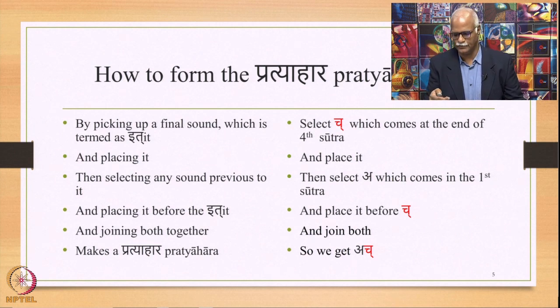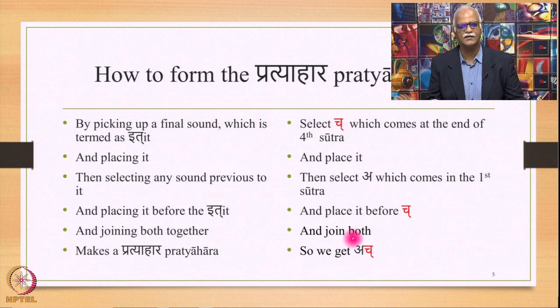So here is a concrete example. Select ch, which comes at the end of the fourth sutra, Ayun, Ruluk, Eong, Ayauch, and place it somewhere. Now select any letter that comes before it. For this example, let us select a, which comes right in the first sutra, in fact the very first sound, and then place it before ch and join both. What you get is ach.